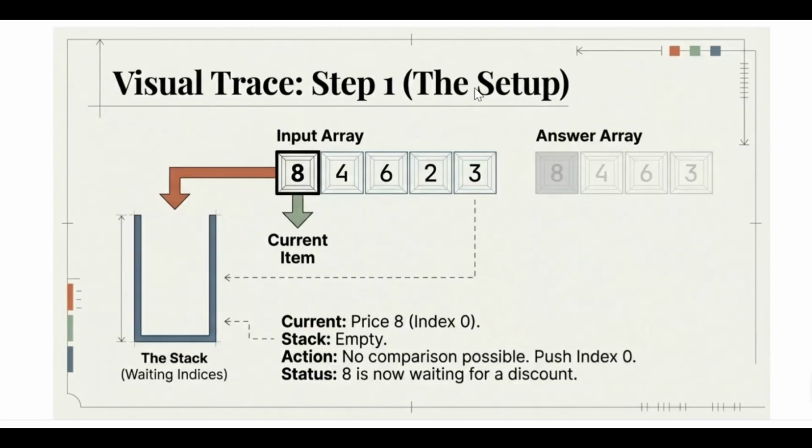So like I said, guys, the setup is going to be like this. We have the input and we have an item. So this is our answer array. We make a clone of the input array because if the items don't change, the value stays as is. Okay, so we have a current item, we have our stack, the waiting area, and the prices index.